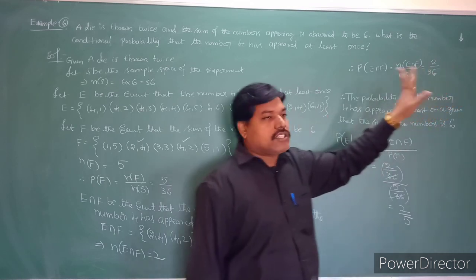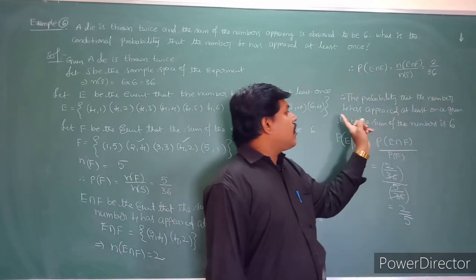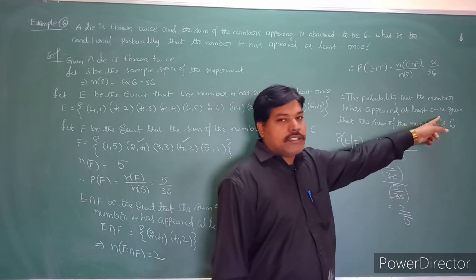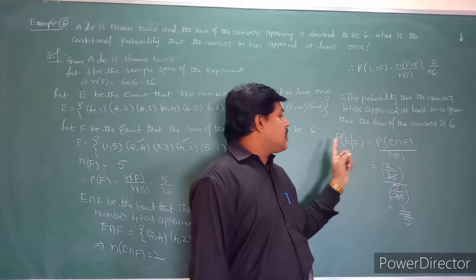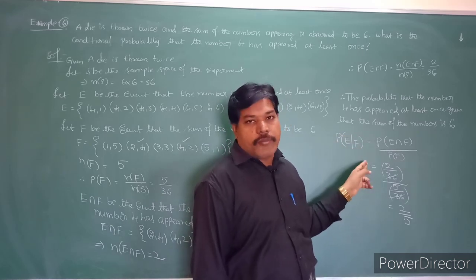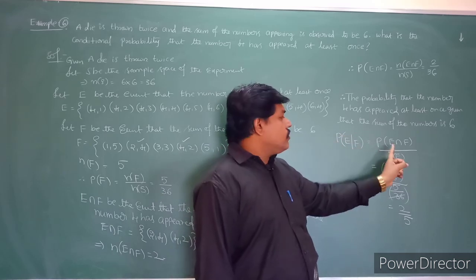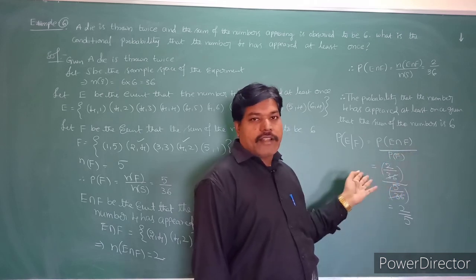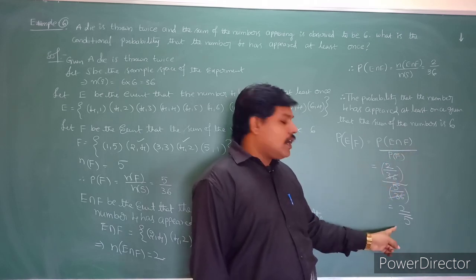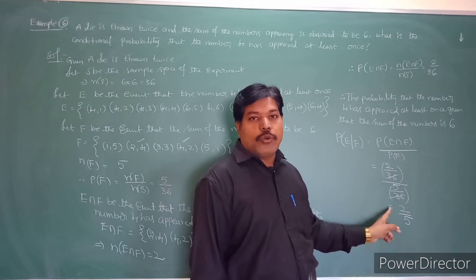So what is the problem they are asking? The probability that the number 4 has appeared at least once given that the sum of the numbers is 6. So that is nothing but the probability of E given F, that is probability of E intersection F by P of F. So take those values, students, divide and cancel the denominators. You will get 2 by 5.